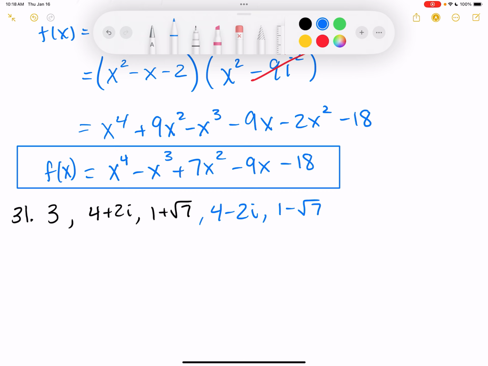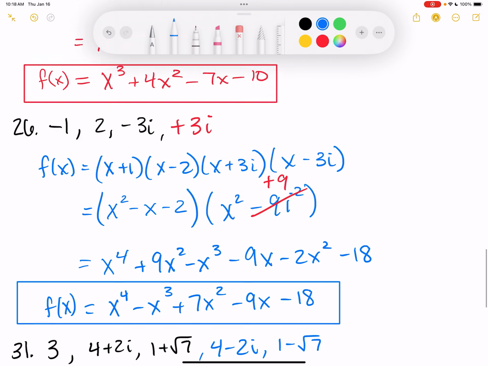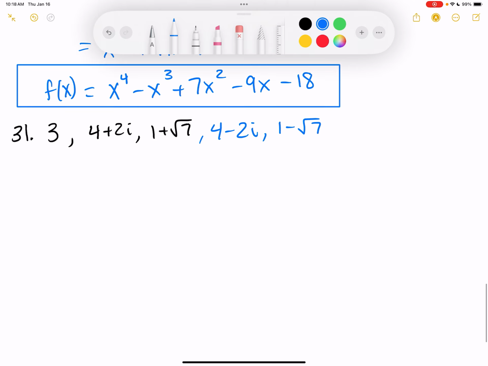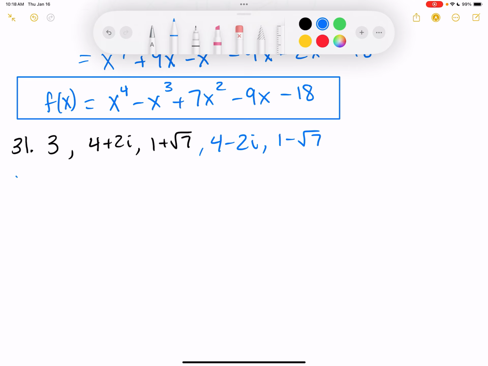Now, on this problem, I'm going to go back and do it like I did this one, where I set this stuff up, because people tend to get signs wrong. So, x equals 3, x equals 4 plus 2i, x equals 1 plus the square root of 7, x equals 4 minus 2i, x equals 1 minus the square root of 7. So moving everything over, I'm not going to put the equal to 0 part, I'm just going to write them as the factors, but I want us to see this as we move the stuff around.